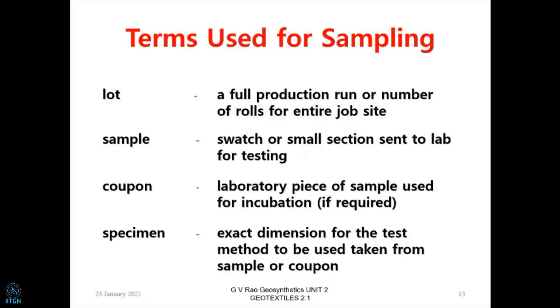Now if my requirement is, let's say, 2,000 rolls, it can't be one production run, it will be two runs actually. So what do we mean? We are going to have two lots, and from those two lots we are going to pick up specimens. Two lots of rolls from two production runs, we are going to take up.